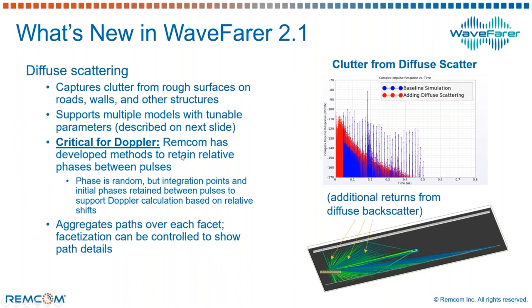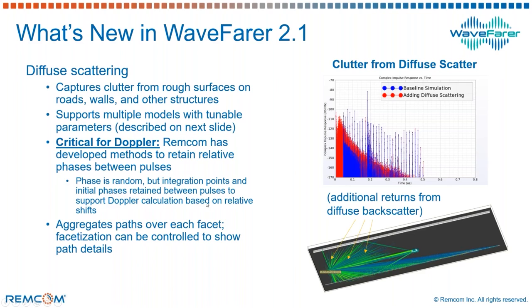that we've spent quite a bit of time developing and implementing these methods with some extensions that allow us to retain relative phases between pulses. So when we're dealing with a diffuse scattering calculation, it's not possible to know the phase, because we're interacting with things that are much smaller than a wavelength in these models. So the phase is randomized, but the integration points and the initial phases are retained between the pulses.